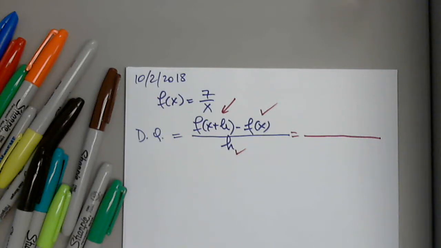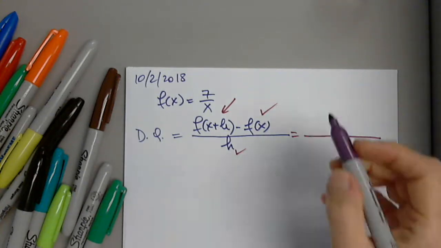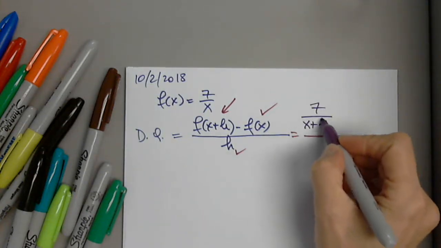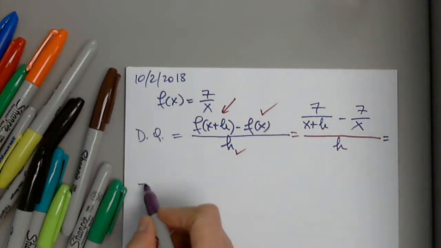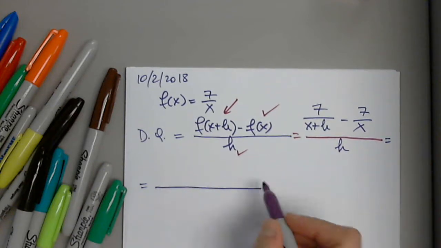So how do I find f of x plus h? Would it be 7 over x plus h? That's what the function says. The function says 7 over blah, and the blah is x plus h. Very good. Minus 7 over x, divided by h. Perfect. Good. What is my next step?